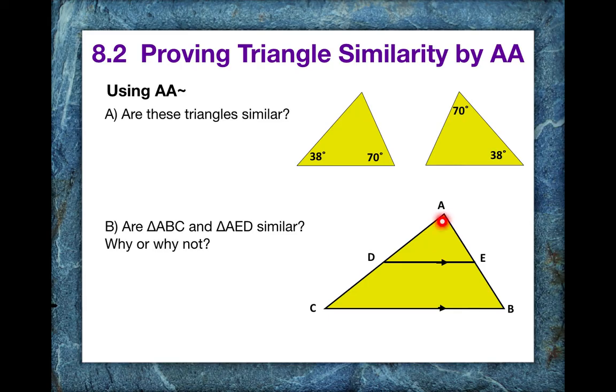So if I can just show that A is congruent between the two triangles, which I can because of the reflexive property, and I just have to find one more angle. Well, I have this angle here and this angle here. Therefore, this little triangle up here is similar to this big triangle down here.